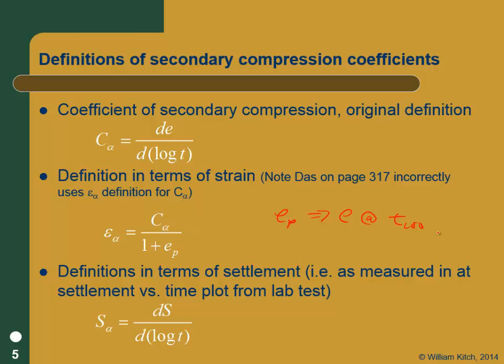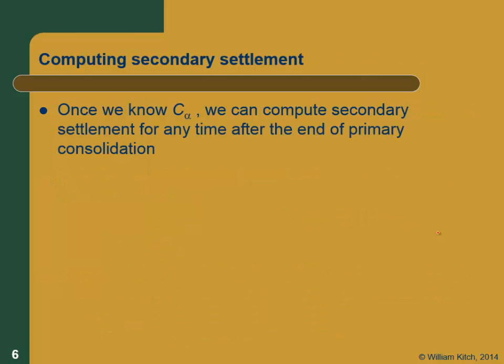And the one we measure directly in the lab test is S sub alpha, because what we get in the lab test is deformation versus log time. So you've got to take the lab data and convert it correctly into either C sub alpha or epsilon sub alpha. Don't confuse those. They're often confused. Once we know C sub alpha, we can calculate the secondary consolidation we expect to see at any time after primary consolidation.